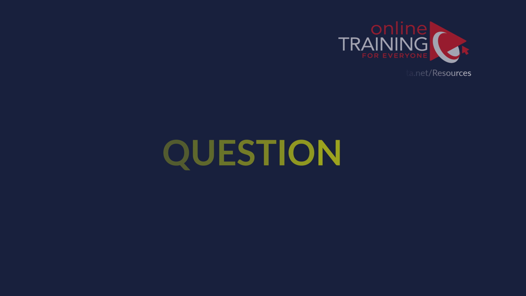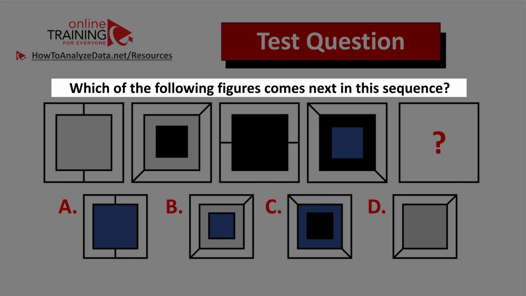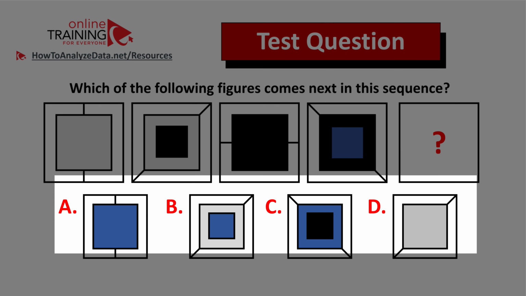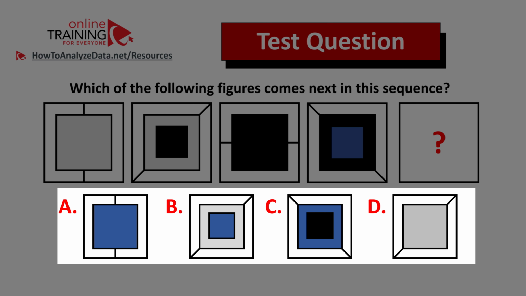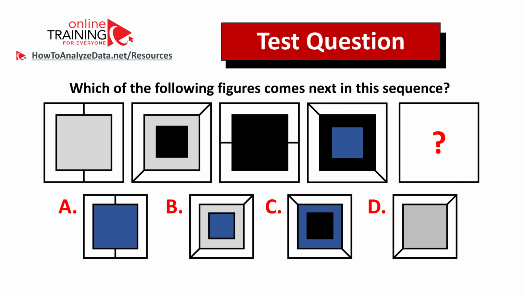Let me share with you a tricky question from the test. I have confidence, though, that you might figure out the answer. Here's the question. Which of the following figures comes next in this sequence? And you're presented with the sequence of 5 figures, and figure number 5 is missing. You have 4 different choices to choose from. Choices A, B, C, and D. Do you see the answer? Give yourself 10 to 15 seconds to see if you can come up with the solution on your own.